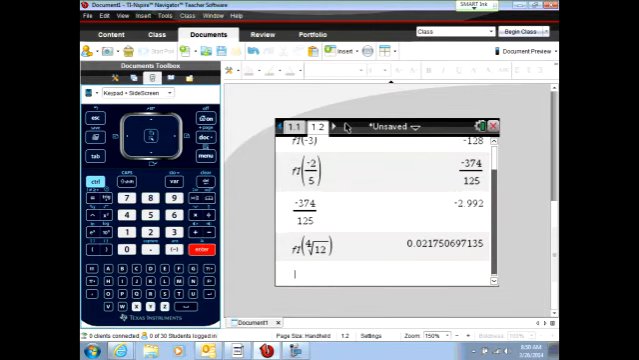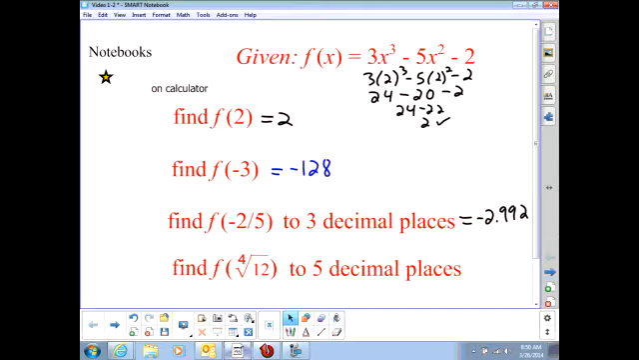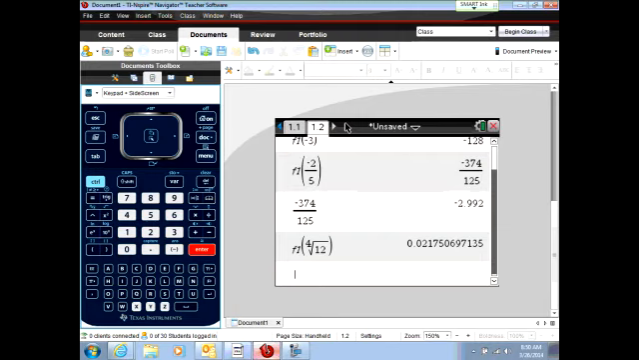And again, we wanted the decimal places. Or actually, sorry, the direction said 5 decimal places. So 5 decimal places. We've got a 0 in our 6th place, so the 0 will keep it at 5, so 0.02175.